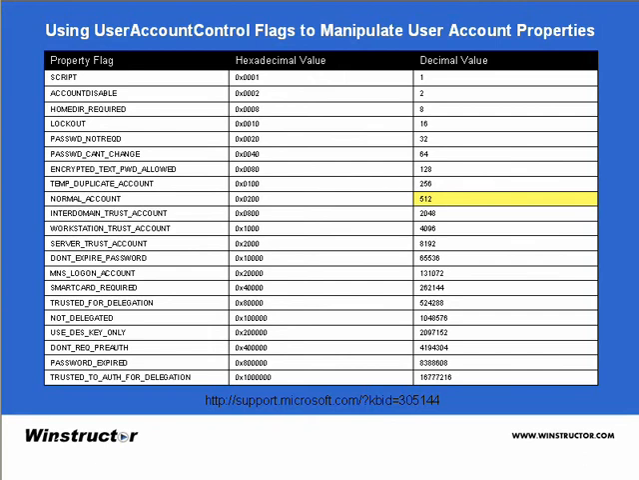So to arrive at 544, we can simply add these options together. What we did here is create a normal account, which has a value of 512, and then we added the password not required value of 32. Now this comes to a total of 544. So for Maggie's account, we effectively said, create a normal user account, but don't ask for a password.